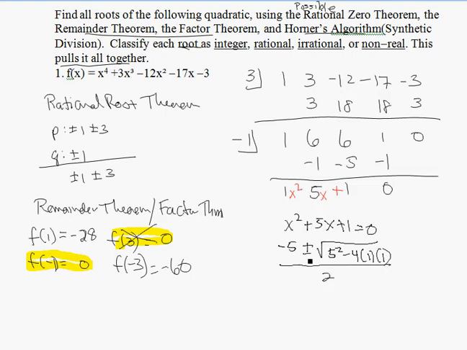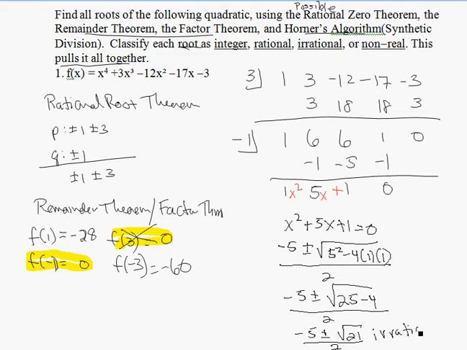All over 2. So this is -5 plus or minus the square root of 25 minus 4, all over 2, which is -5 plus or minus the square root of 21 over 2. And this is an irrational root, and 3 and -1 are integers.